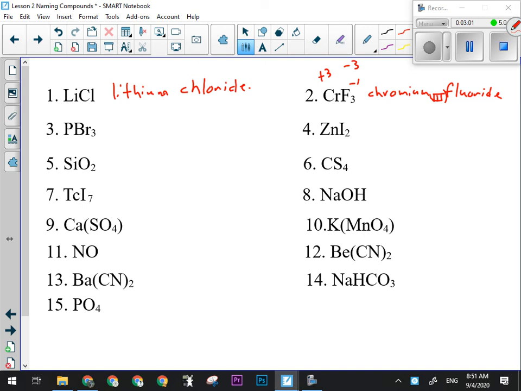Okay, what about number 3, ionic or molecular? It's molecular. Phosphorus and bromine are both nonmetals, so this will be phosphorus. We don't use a prefix on the first one if it's mono. And then, what's the prefix for bromine? Tribromide.